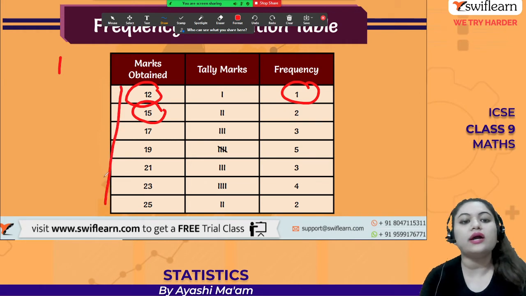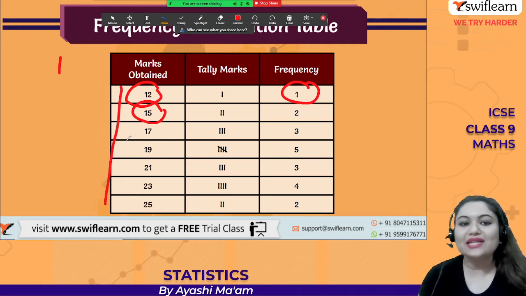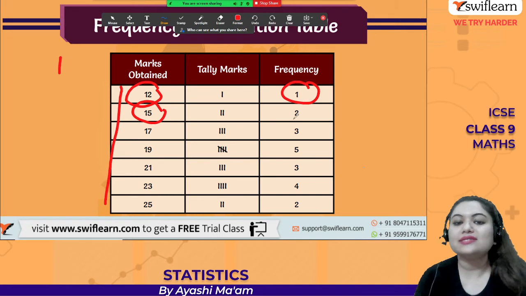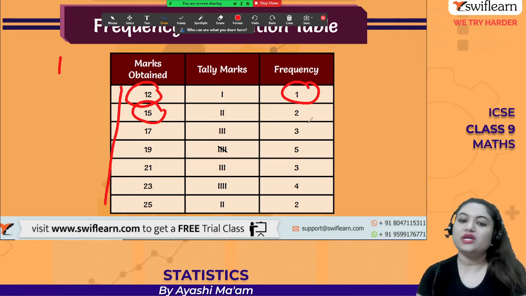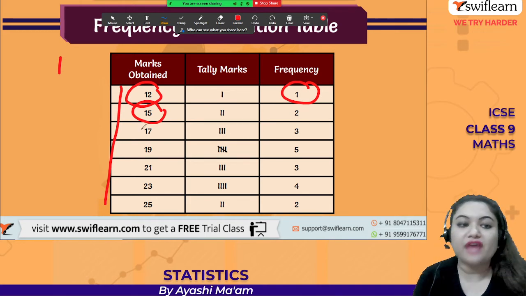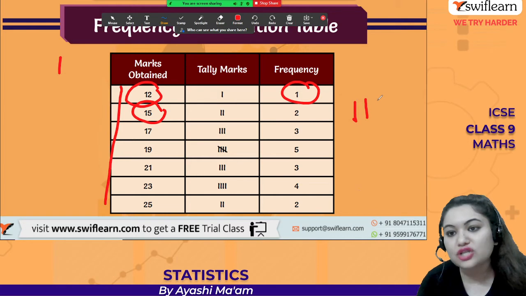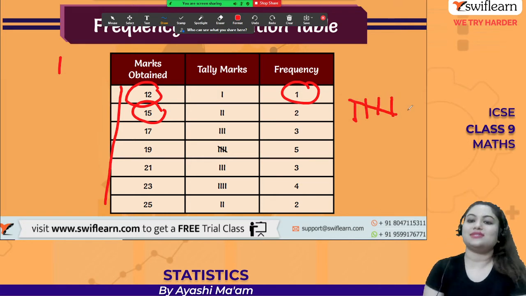So these are all arranged, you see, in increasing order or ascending order, right? 12, 15, 17, like this up to 25 full marks. 15 was got by two children, that's why 2. 17: 3, that's why frequency 3. 19: 5. So you know in tally marks we express 5 by this: 1 2 3 4, and 5 is expressed by doing a cross like this.